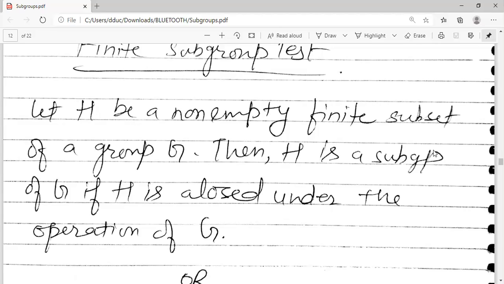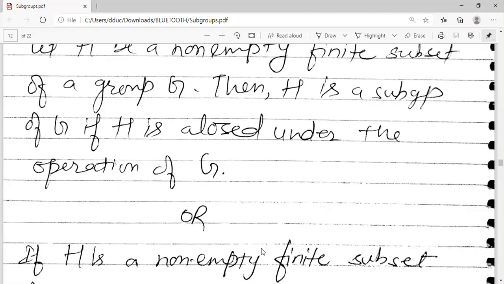Here specifically it is given that you have a finite subset of a group G. Then H is a subgroup of G if H is closed under the operation of G. So only one thing you have to check, the closure property, because you can think that if you have a finite subset, then every element will have its inverse if the closure property is there. That we are going to see in the proof, that you can easily check, because if you do not have that thing, then this cannot be a finite subset.